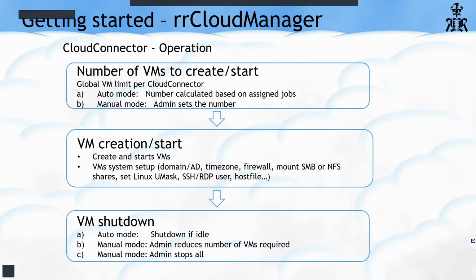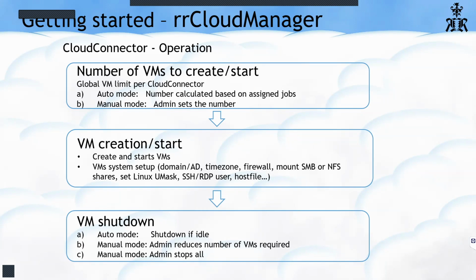First we have to choose the number of VMs to create or start. First we choose a global VM limit per cloud connector. That is sort of a security measure, because you don't want to accidentally spin up hundreds of machines that are costing you money and you don't need them. So that is the ground truth. You never get more than that. So be careful when you set that number.